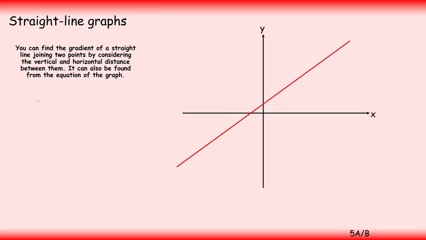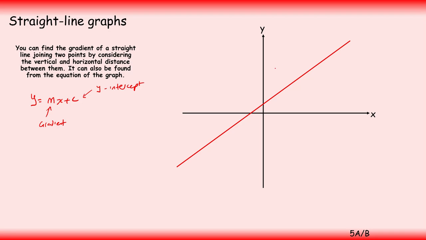Equation of a straight line. Yep, it's in the title, so y equals mx plus c. Y equals mx plus c. You remember what c is? It's where it crosses the y-axis, so that's the y-intercept. M is the gradient.